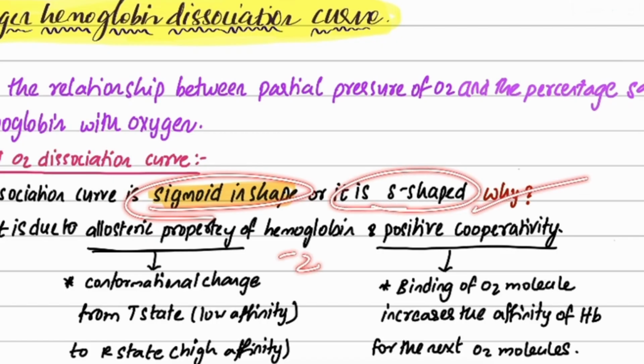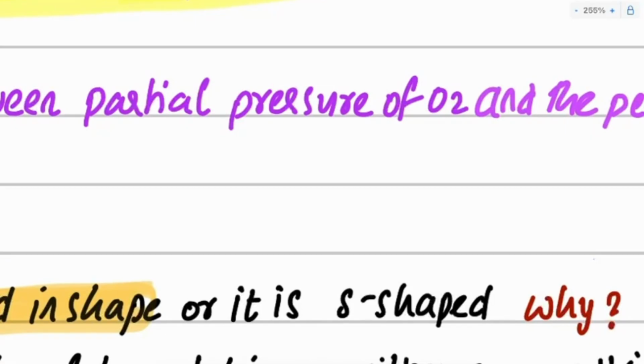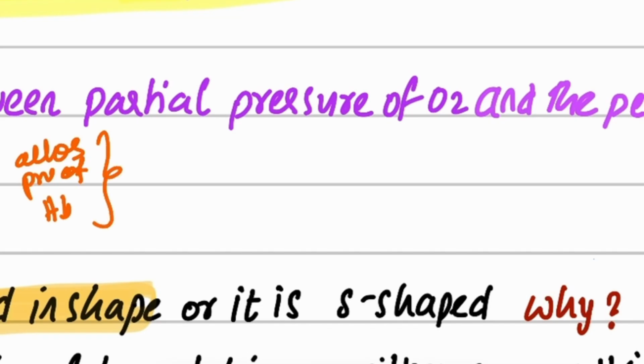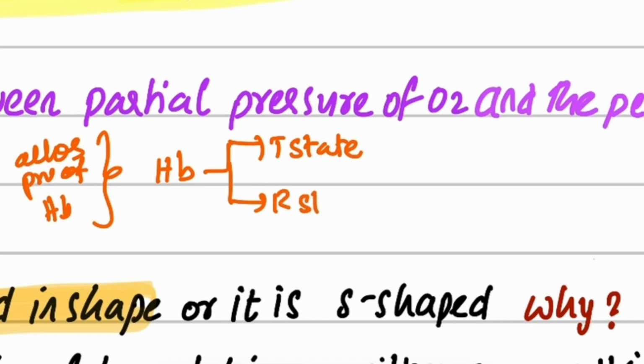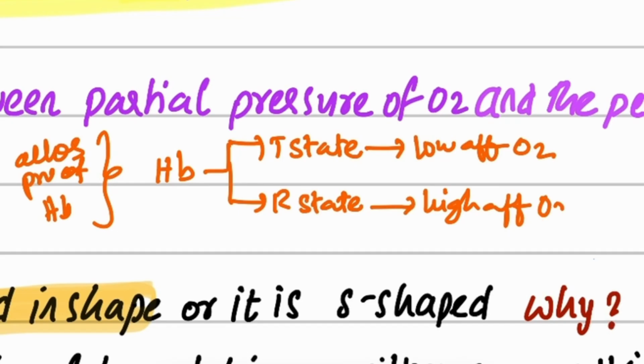But why? There are two reasons. The first reason is the allosteric property of hemoglobin. What exactly is this allosteric property? Hemoglobin exists in two structural states, the T state and the R state. The T state has low affinity for O2, whereas in the R state hemoglobin has high affinity for O2.